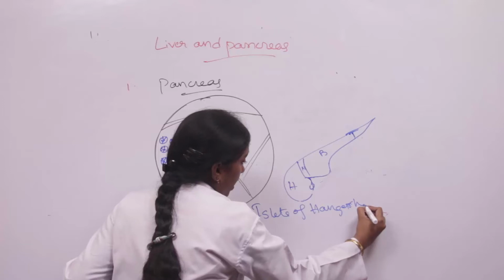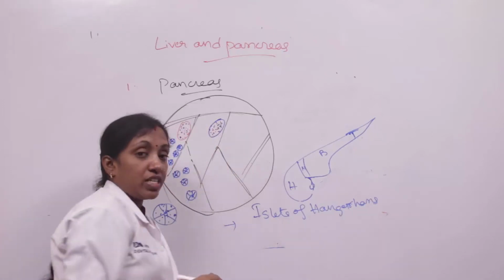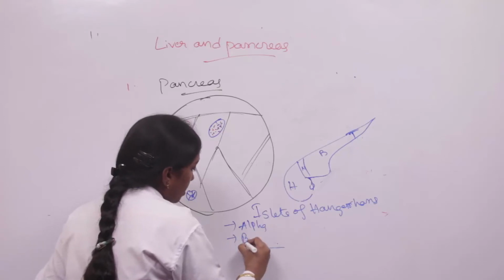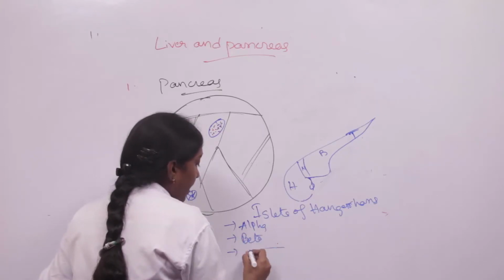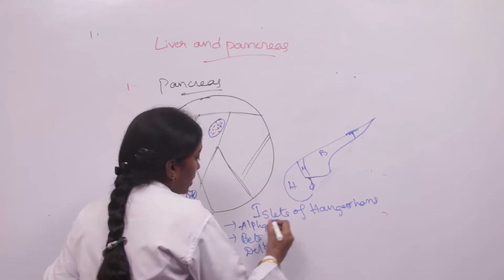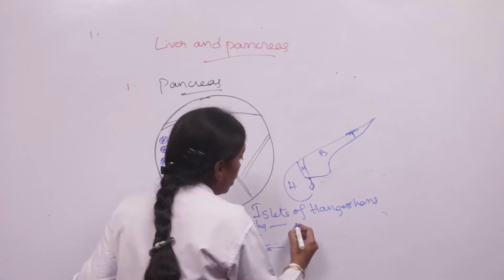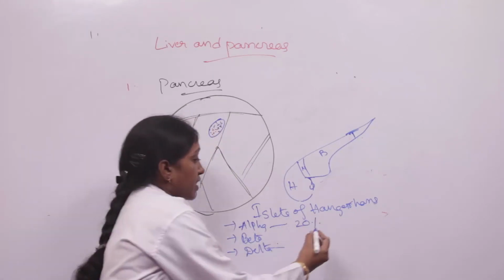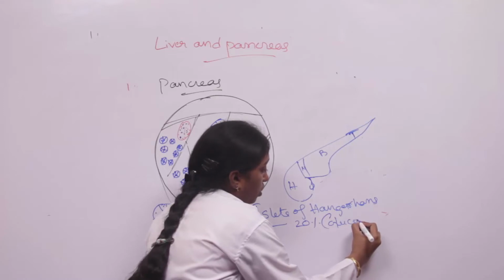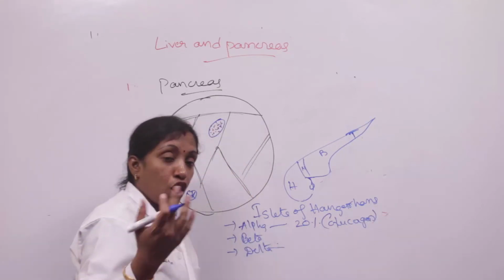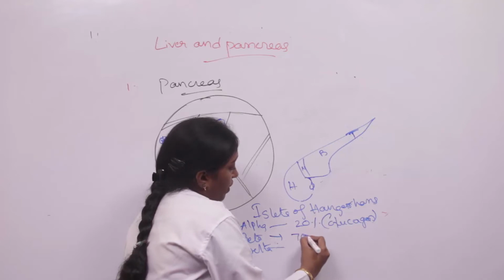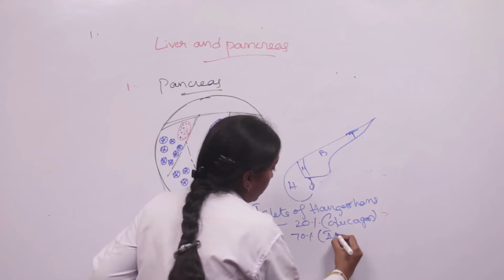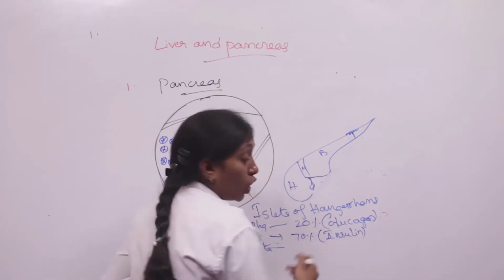Islets of Langerhans consist of three types of cells: alpha cells, beta cells and delta cells. The alpha cells secrete glucagon, and constitute about 20% of the cells of the islets of Langerhans. Glucagon increases the glucose level. Beta cells constitute 70% of the total cells of the islets of Langerhans. They secrete insulin, which regulates the glucose level.